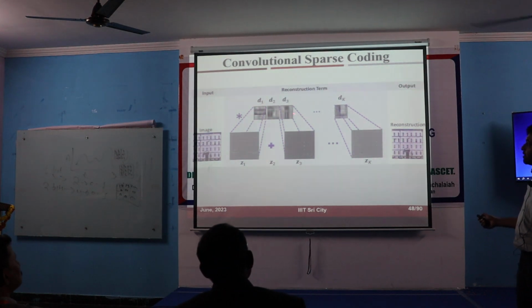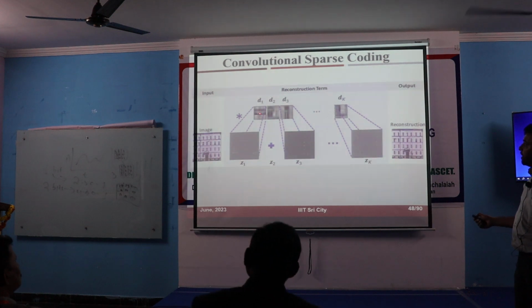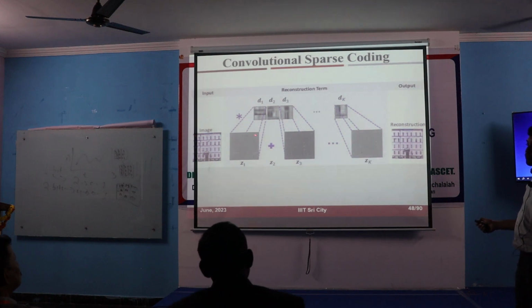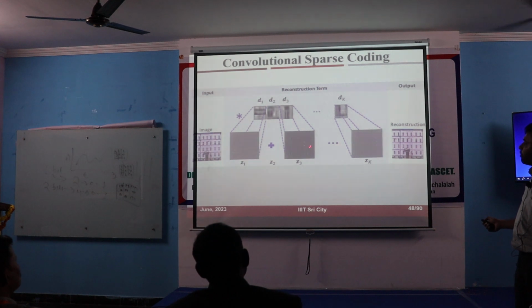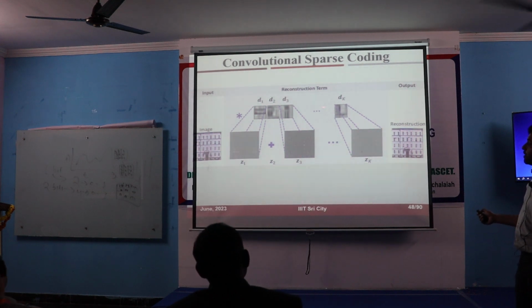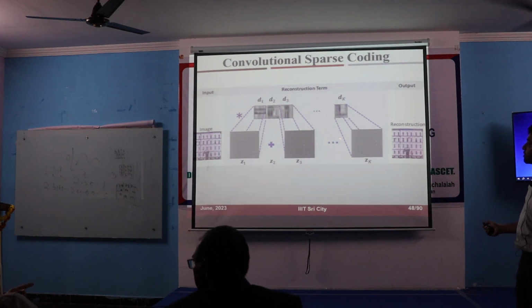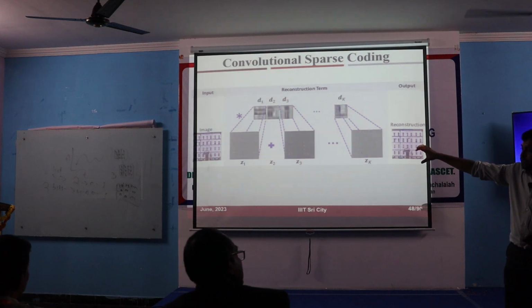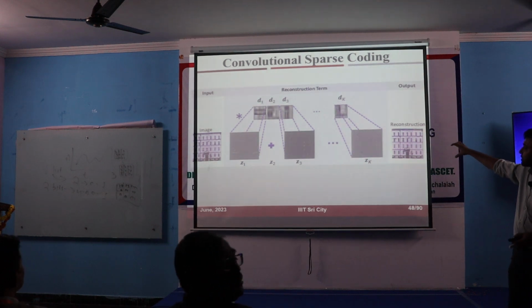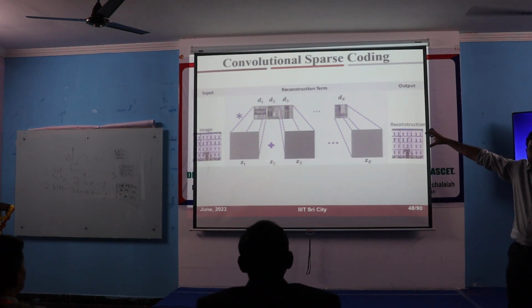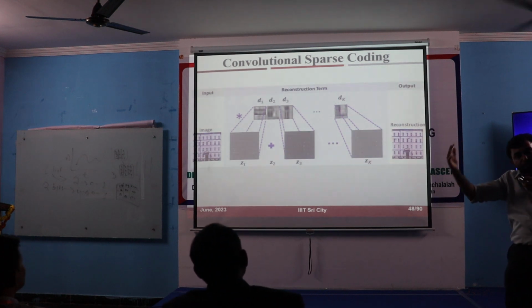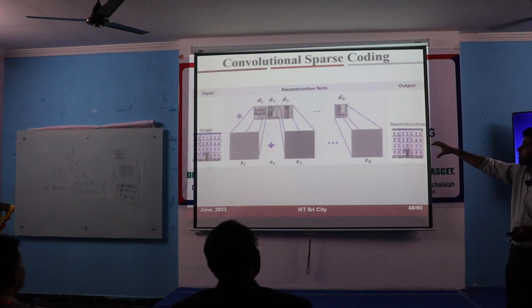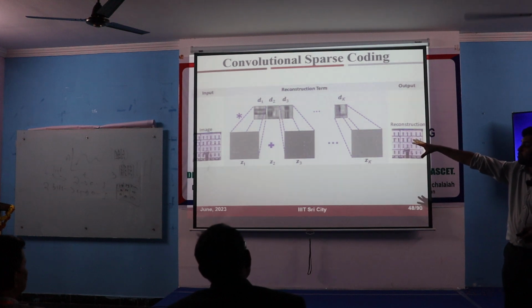So these are your filters. This filter convolved upon this will produce this feature. This filter convolved upon this will produce this feature. So you have multiple features. You have dictionaries, you have sparse codes. Now think in reverse direction. This image was decomposed into these components by using these filters. So that means if you think in reverse, these are the basis of this particular image.